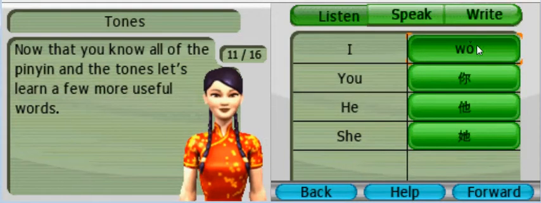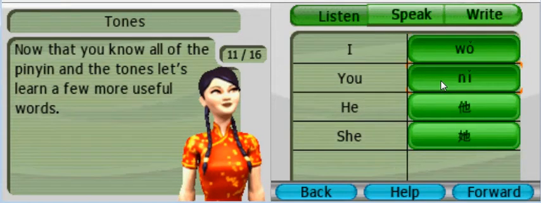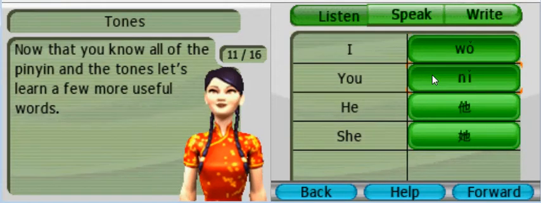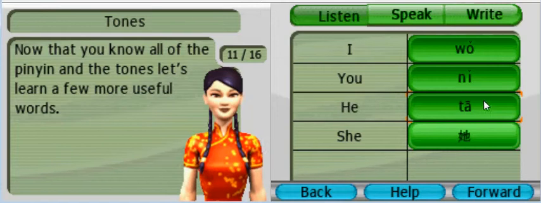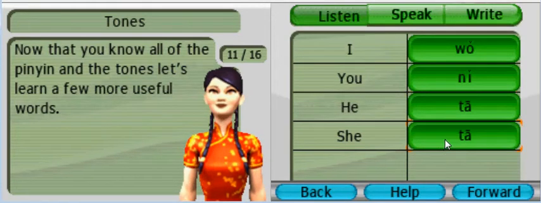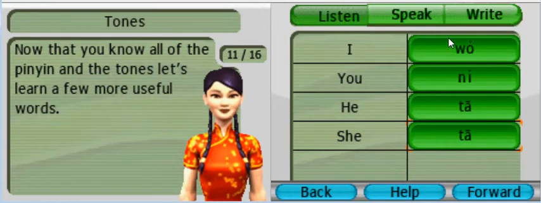Here you can see the pinyin. Wo, the one that goes down and up. Same thing here. Ni. Here we have a straight tone, ta, ta. Wo, ni, ta, ta. I hope I got it right.